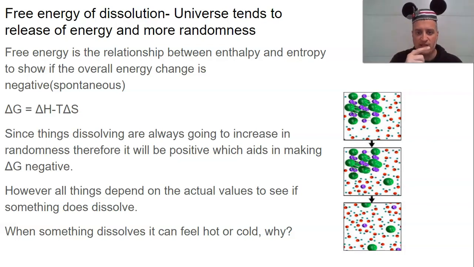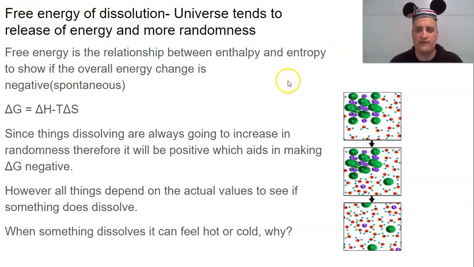However, remember that delta H we talked about? Sometimes it's positive, sometimes it's negative. It depends on the temperature. It makes a big difference. We actually need to see if something does dissolve based off the actual values. When something dissolves, it can feel hot or cold. Why? Because hot and cold deals with delta H, not delta G. Delta G is like a comparison between two things, between these two. And if the overall comparison is negative, this will occur. There will be a net release of energy, and that is what we're looking for. That's what this universe is looking for, a release of energy.